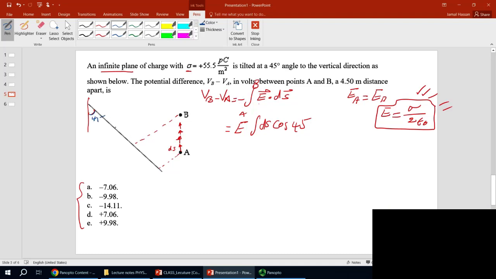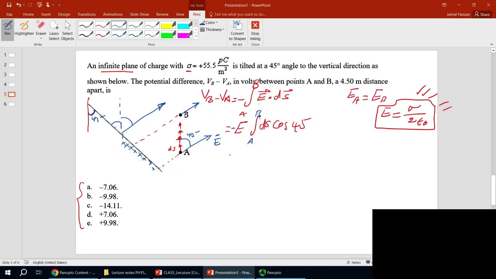Because we already have 45 here. So for example, I'm going to just clarify why this is so. Of course, if we assume this plane is positive, so the electric field will go this way, right? Electric field, let's say here, will go this way, electric field will go that way. So we know this angle is 45, so this one is 45, that's why I put 45 here. Again, the integral is between point A to point B.